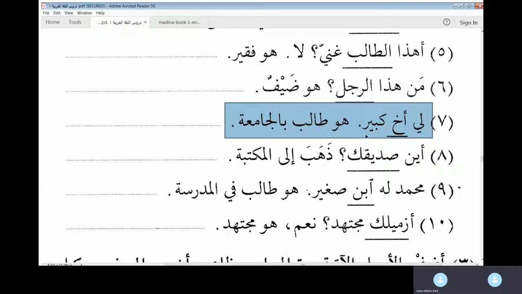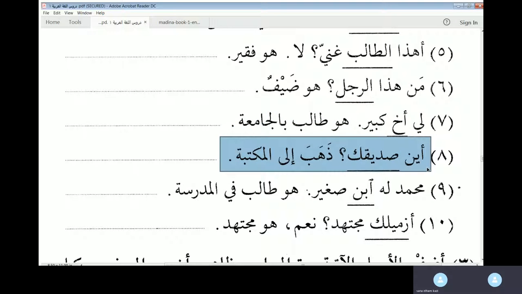Huwa talib bil-jami'a, he is a student in the university. Li ikhwa kibar, I have elder brothers. Hum tullab bil-jami'a, they are students in the university.